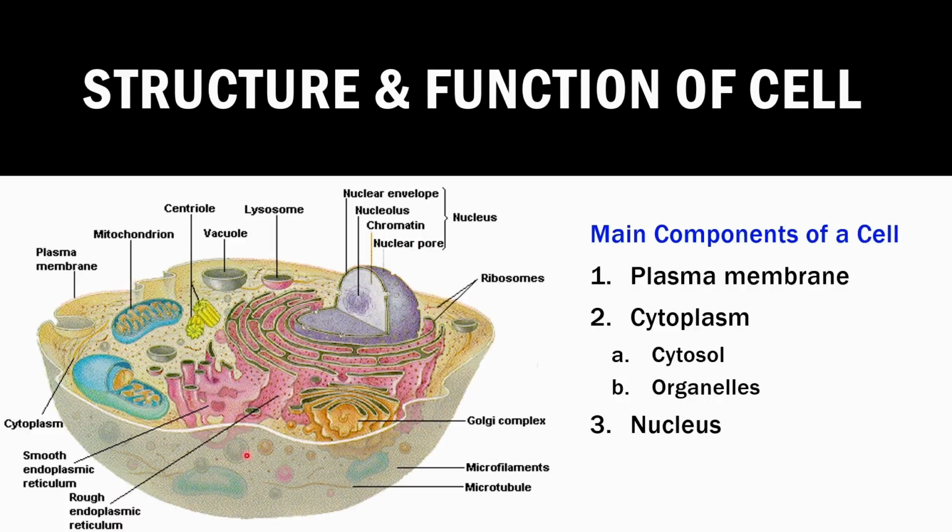If we look at the structure of the cell, how the cell is made up, you can see a cell is made up of mainly three components. Basically a human cell or an animal cell is made up of a plasma membrane that is surrounding the cell, cytoplasm, which is composed of two main parts, and a nucleus.